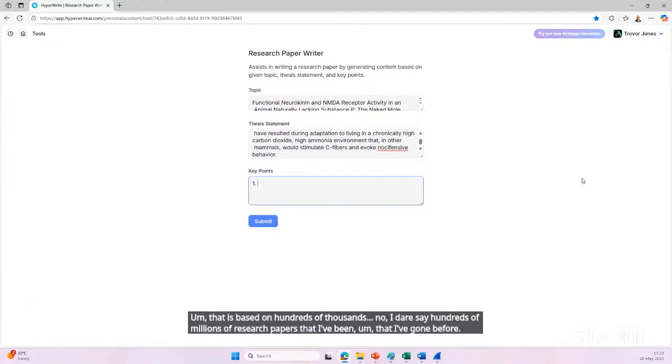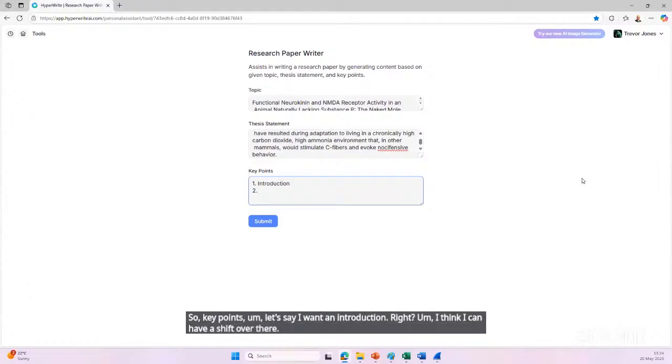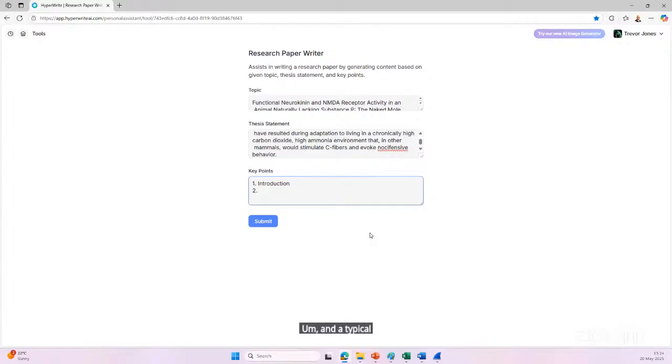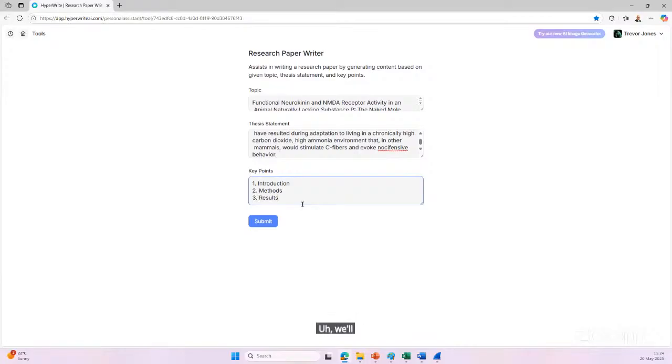So key points. Let's say I want an introduction. All right. I think I can have a shift over there. And a typical research paper is going to have, let's add a methods section. All right. And then maybe what we'll also do is we'll have a results. Whoops. And let's do point number 3. We'll have like a results section in our research paper.